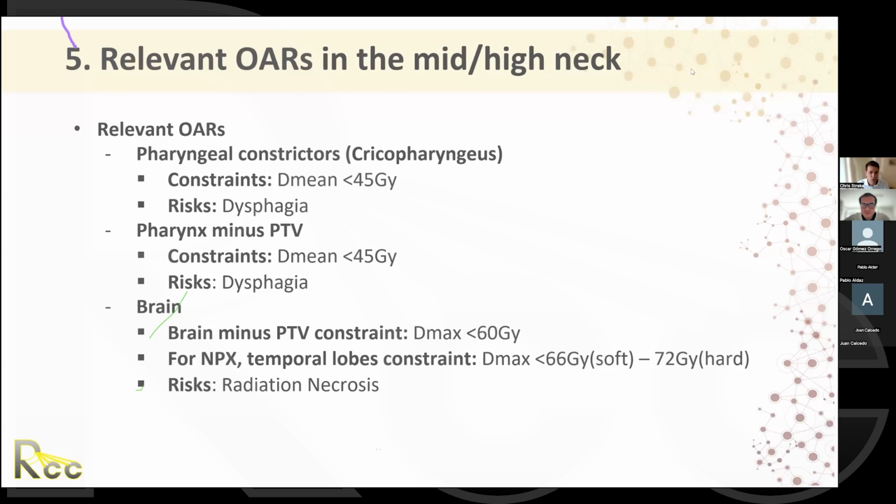It's often easy to achieve this Dmax less than 66, but if you don't tell your dosimetrists to push into it, it's very easy for 70 gray plus to drift into the temporal lobe because the optimizer is just not pushing on it unless you tell it to.